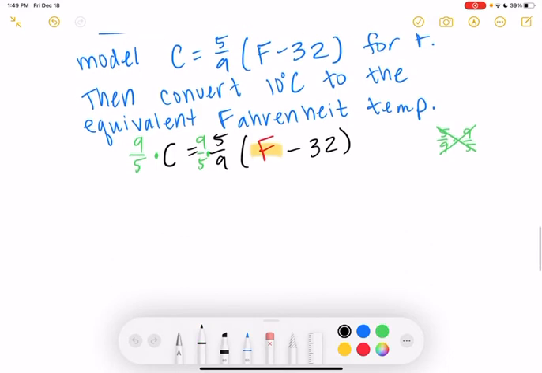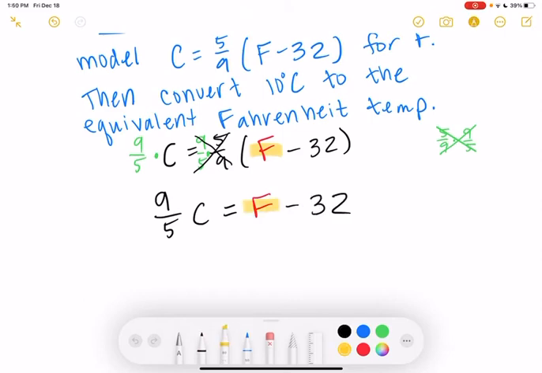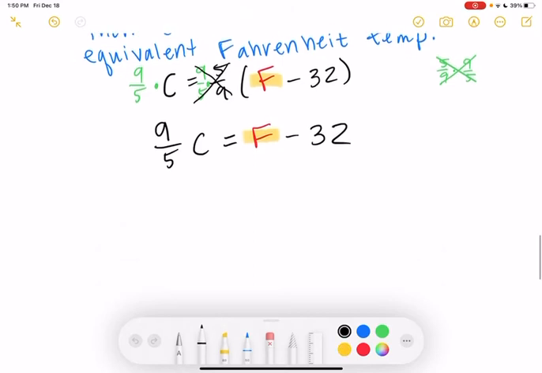Okay, so now what I have, I'm going to go ahead and cross those out. We have 9/5 C equals that F minus 32. So now what do I need to do to get that F all by itself? It has that minus 32, so we're just going to add 32 to both sides.